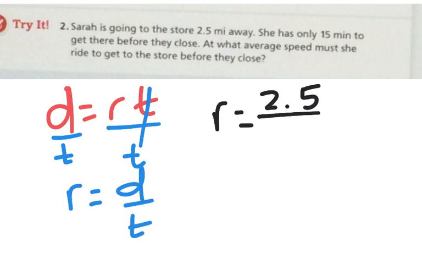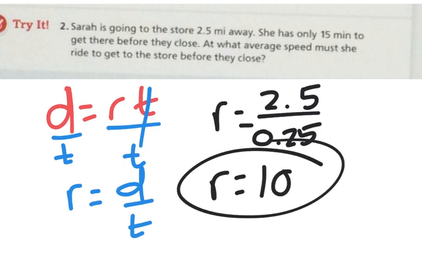Okay. So how did you write a quarter down? Yeah, I like it. Yep. When you divide 2.5 by 0.25, that gives you 10. So she must ride her bike 10 miles an hour in order to get there before they close.